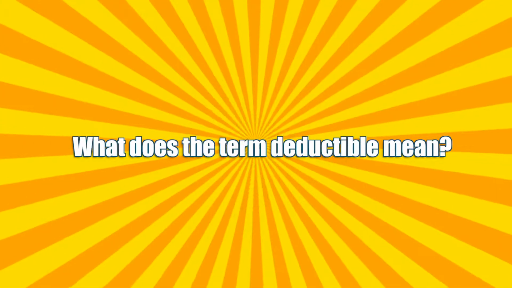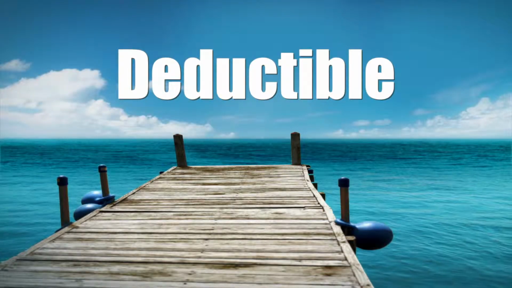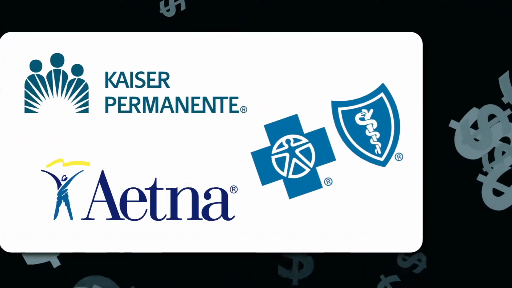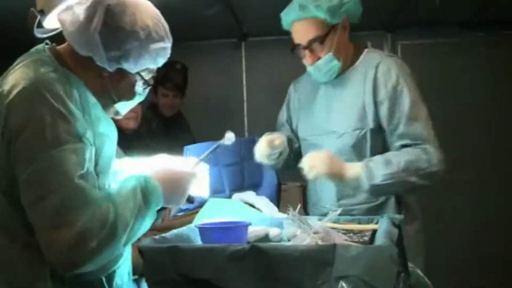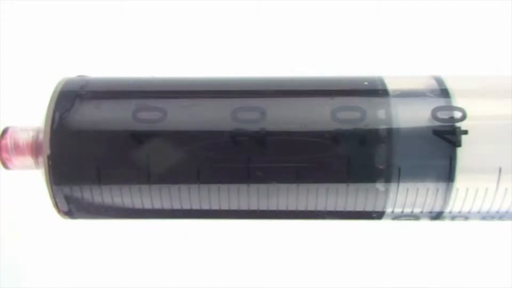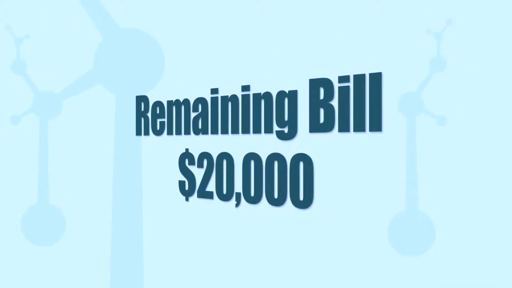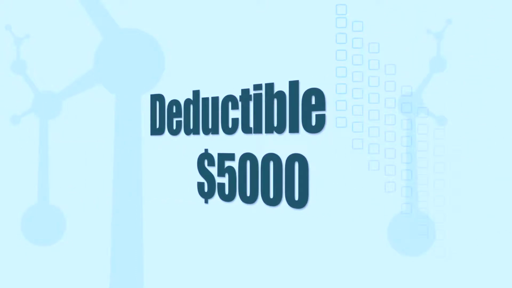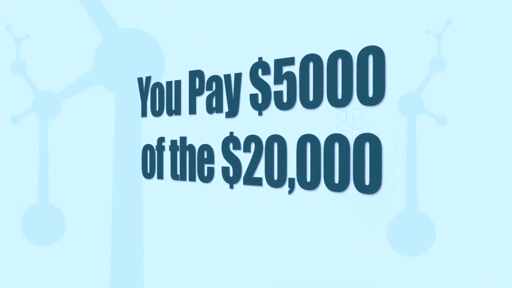So you're probably wondering at this point, what does the term deductible mean? The deductible is the amount of expenses that must be incurred before an insurer will pay any expenses. In other words, it's the part of the losses or expense before any insurance policy begins to pay for medical expenses. Here's an example. Let's say the remaining bill total was $20,000 and your deductible is $5,000. Then you would be responsible for paying the first part of the cost up to $5,000 of the $20,000 before your policy will start to pay.